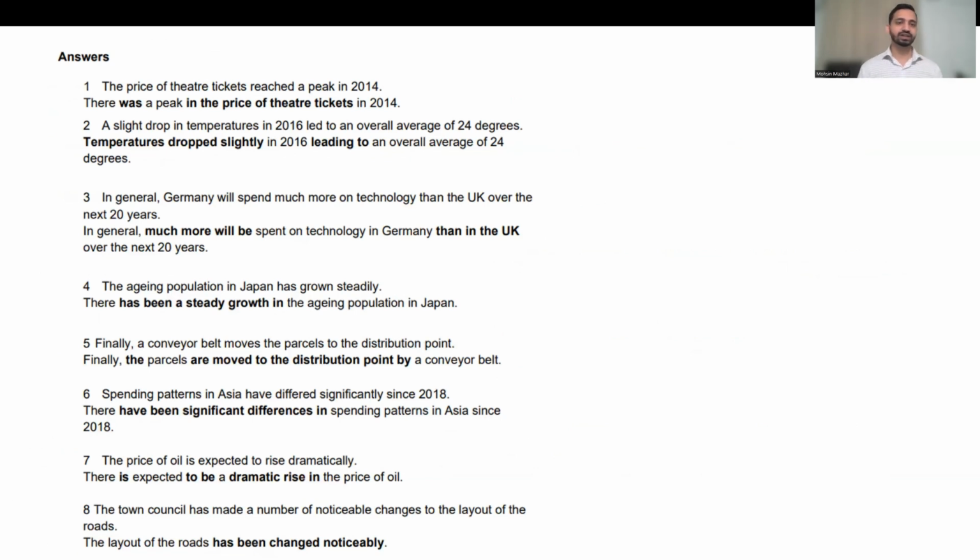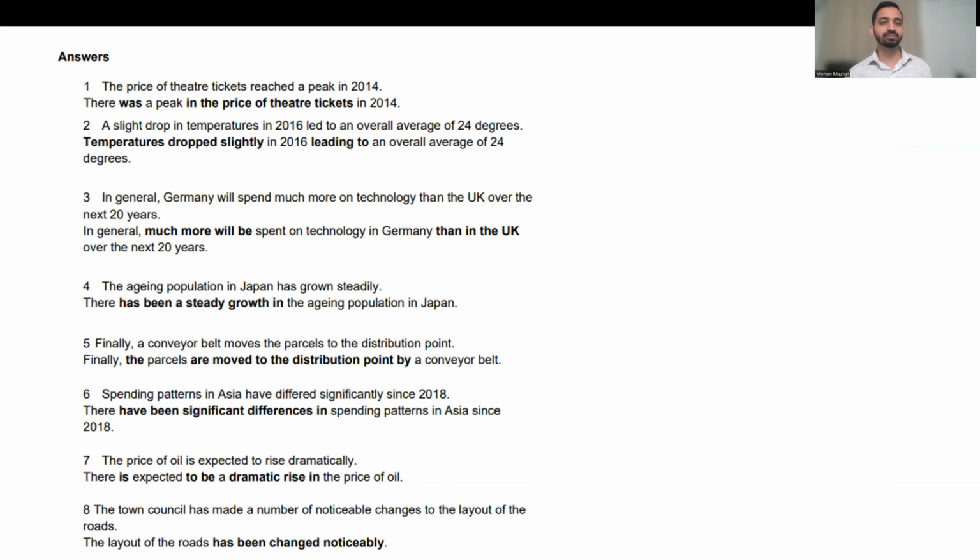So number 1, the price of theater tickets reached a peak in 2014. And there was a peak in, so this is active passive, right? The price of the tickets reached a peak in 2014. There was a peak in the price of theater tickets in 2014, right? There was, so price of ticket reached, right? There was a peak in the price of the theater tickets in 2014.